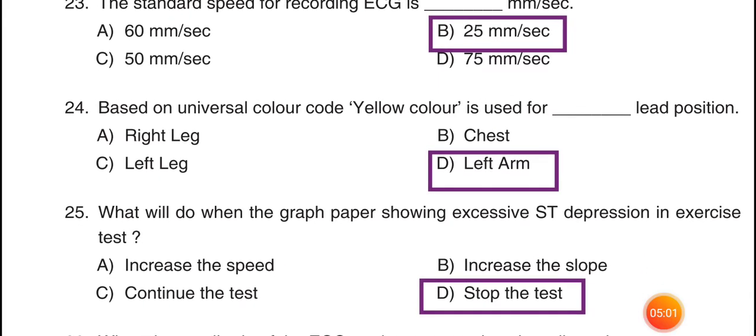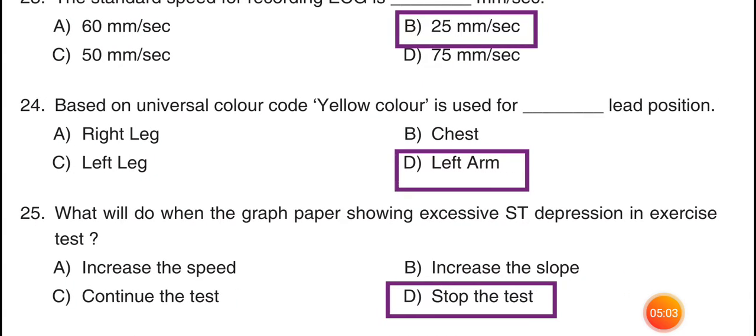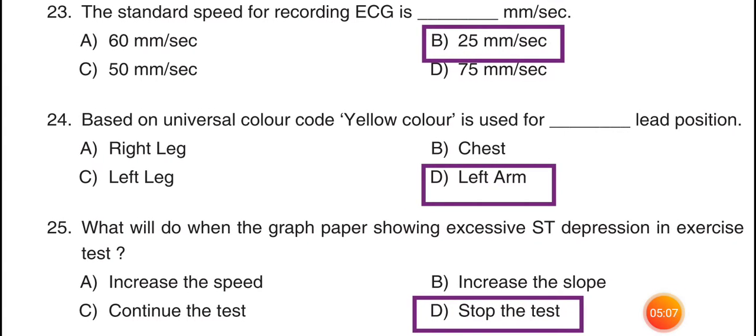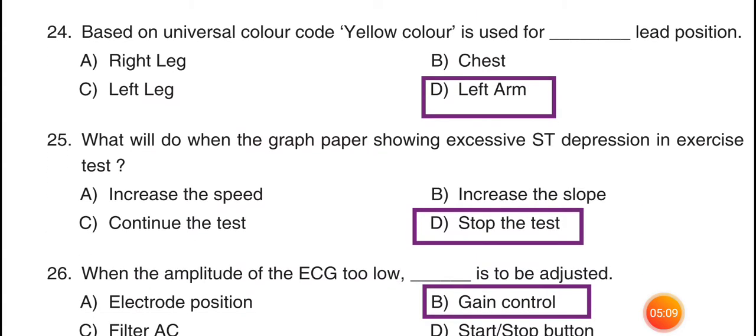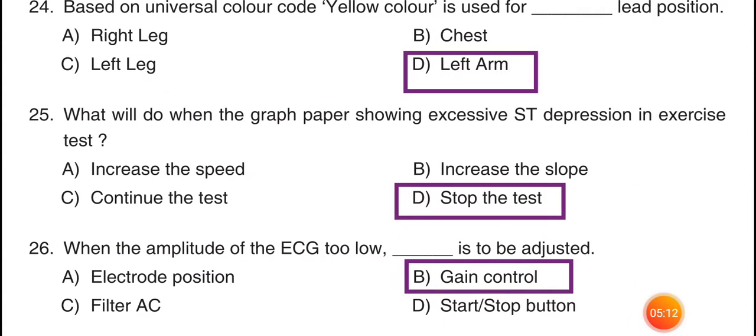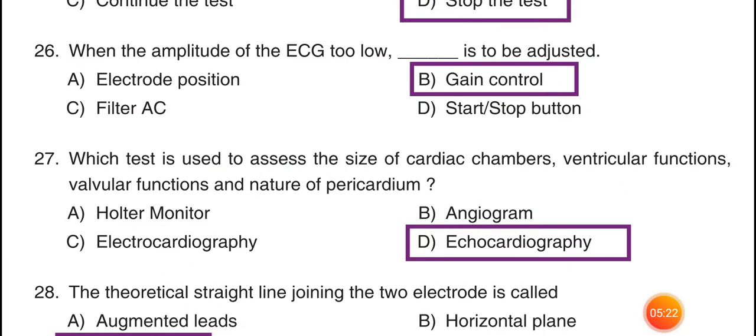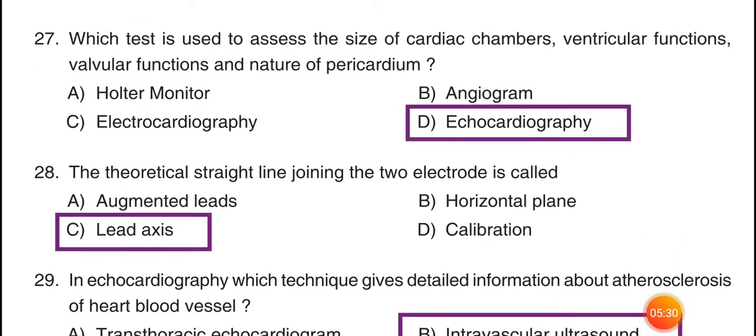24. Based on universal color code, yellow color is used for dash lead position. Answer option D, left arm. 25. What will you do when the graph paper shows excessive ST depression in exercise test? Option D, stop the test. 26. When the amplitude of the ECG is too low, dash is to be adjusted. Option B, gain control.